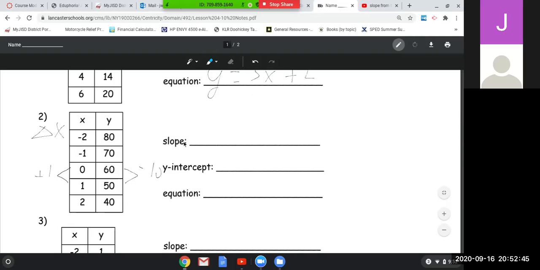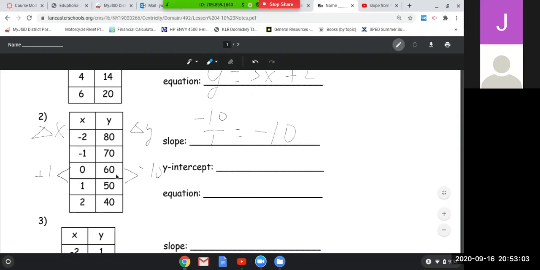So my slope is going to be delta y over delta x. This is my delta y. My delta y is negative 10. So I've got negative 10 over 1, and that simply simplifies down to negative 10.